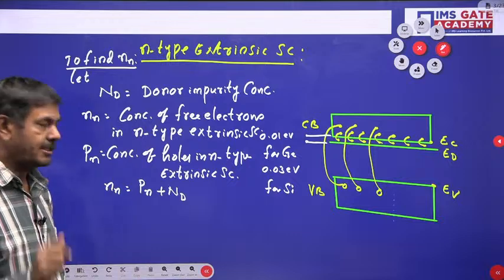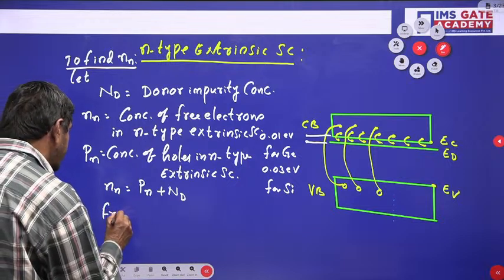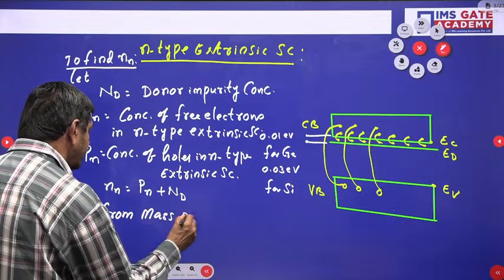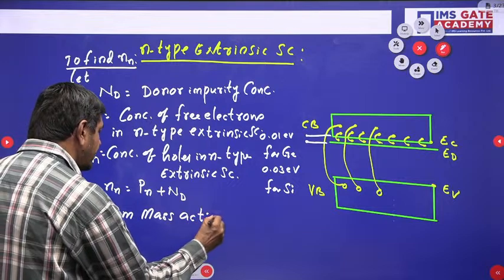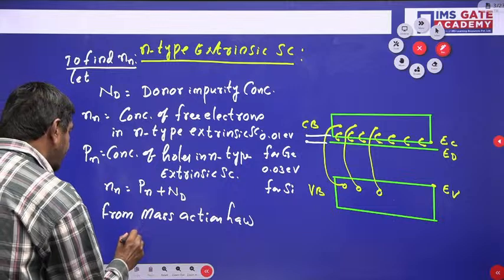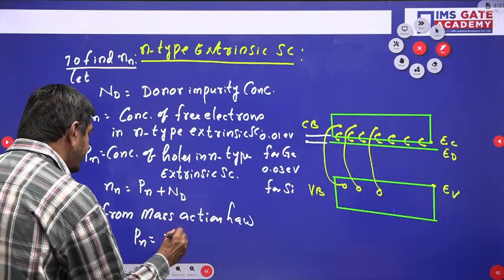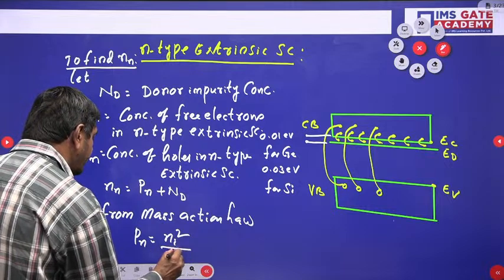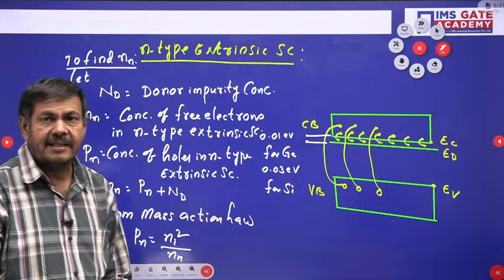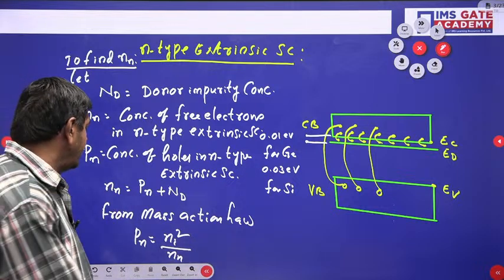In the last class I explained the mass action law. The minority carriers are calculated by Ni square by Nn, you know very well. Ni square by Nn you can write. Then you can substitute the Pn value here.